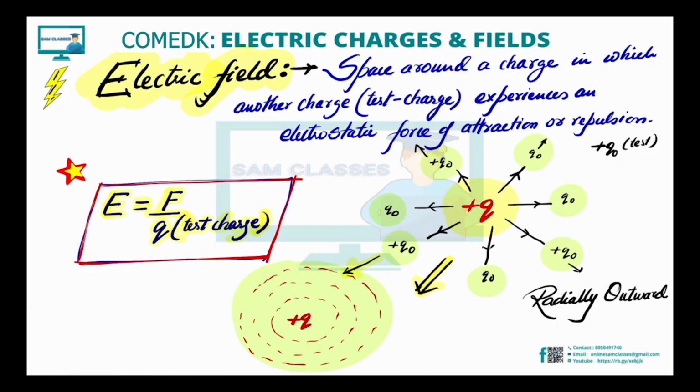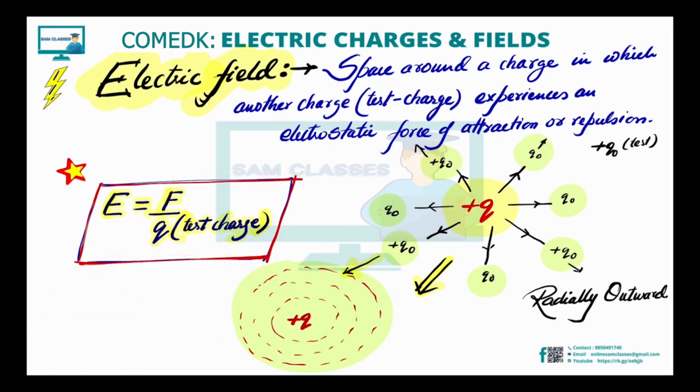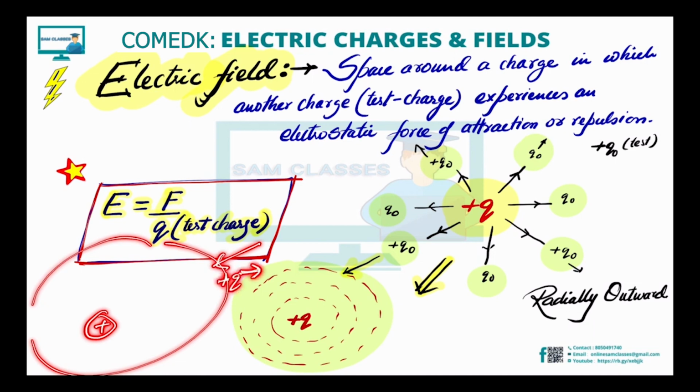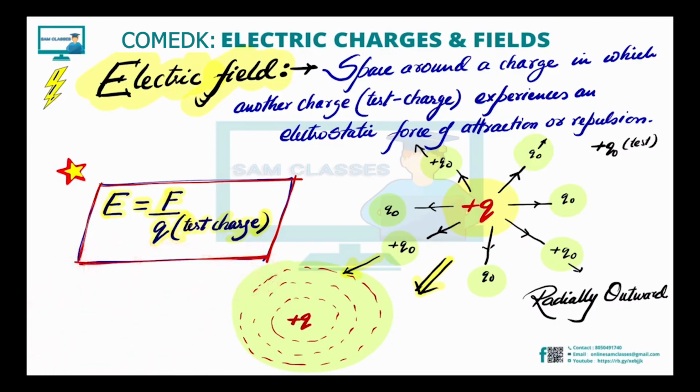Now if I'm bringing a test charge and getting a force, but I'm not able to see the charge, it means the charge is there. Whether we see it or not, its effect we can feel. So the space around a charge in which we can feel its effect, whether we are able to see it or not, is the electric field of that charge. Till that space, the electric field of that charge is there. That's why we are able to experience that force.